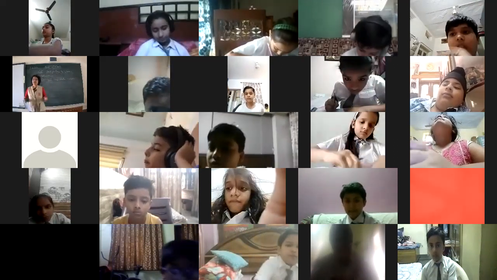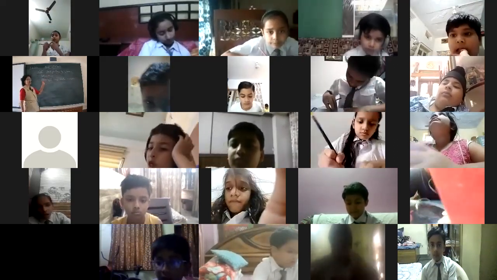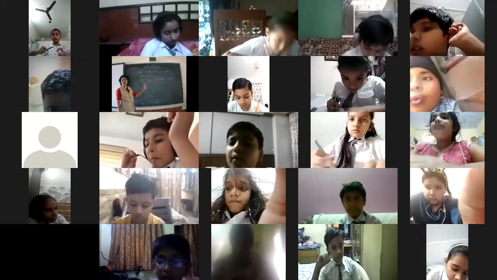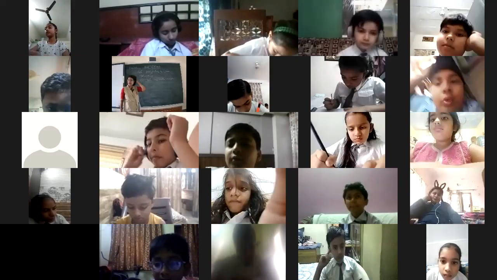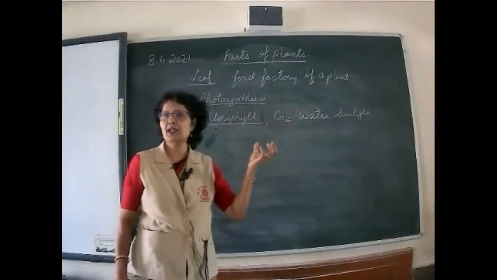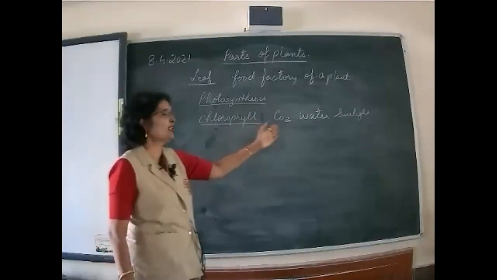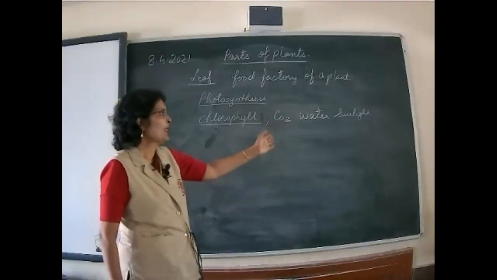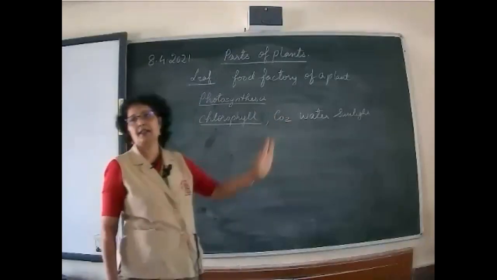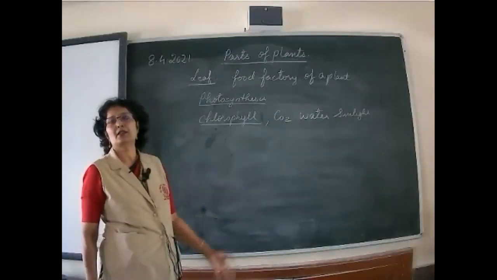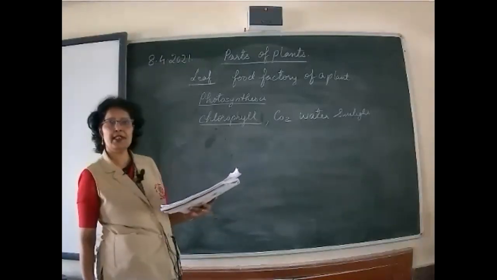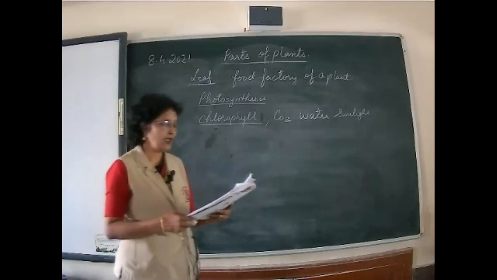With the help of these, the leaf makes food. Now, what is the role of chlorophyll? It absorbs the sunlight. During photosynthesis, the chlorophyll has the power to absorb the sunlight. Then carbon dioxide it takes from the air, and the roots bring water from the soil, and they undergo the process of photosynthesis and send the food to different parts of the plant.